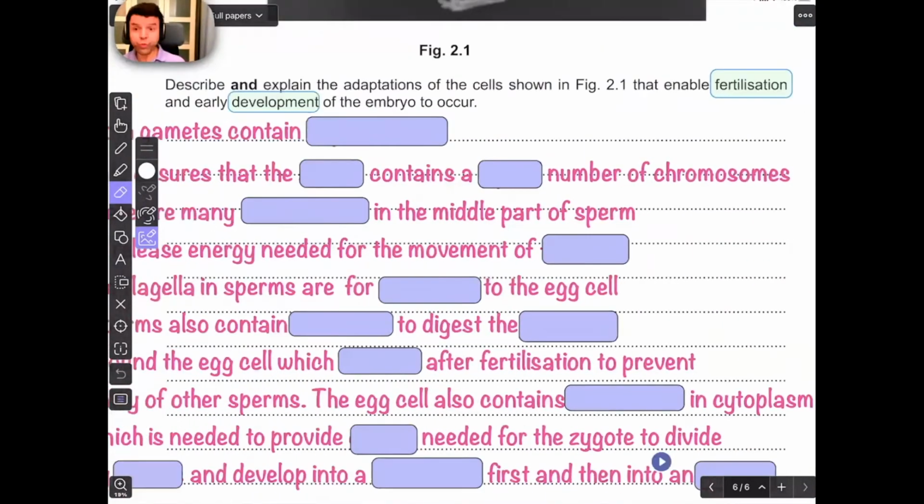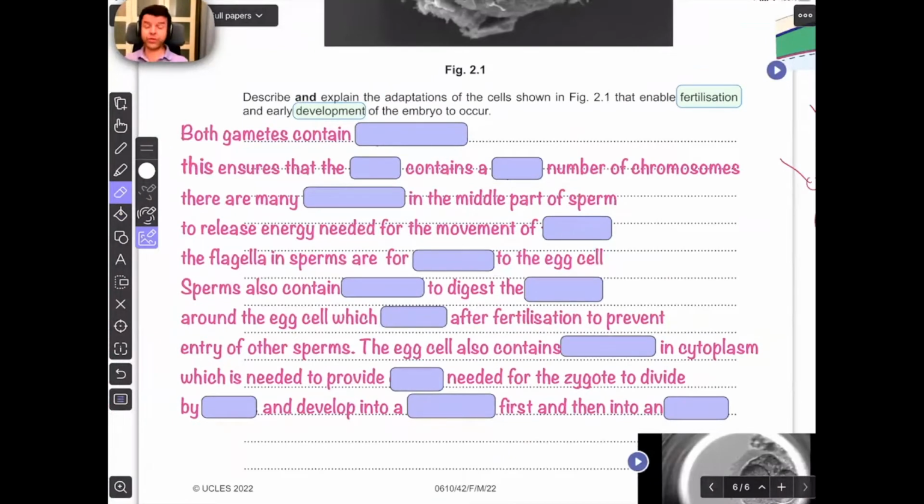So this is worth 6 marks. And as I told you, we need not write the feature only, we need to explain it. So you write, explain, write, explain. So let's start with the first one.